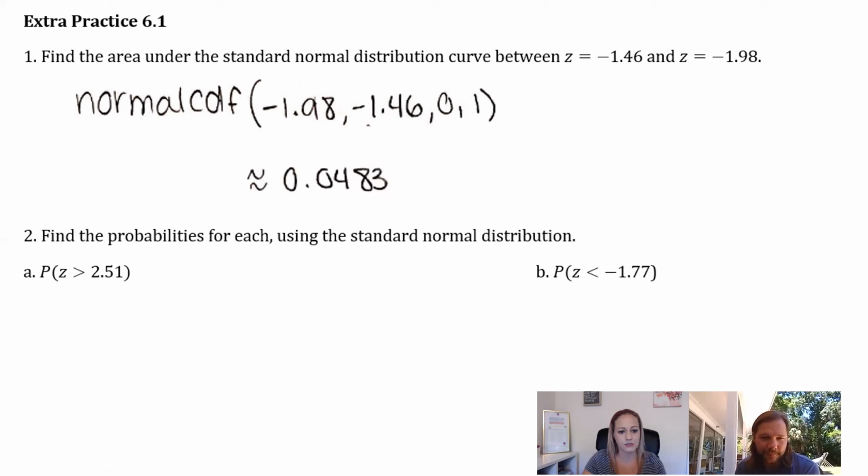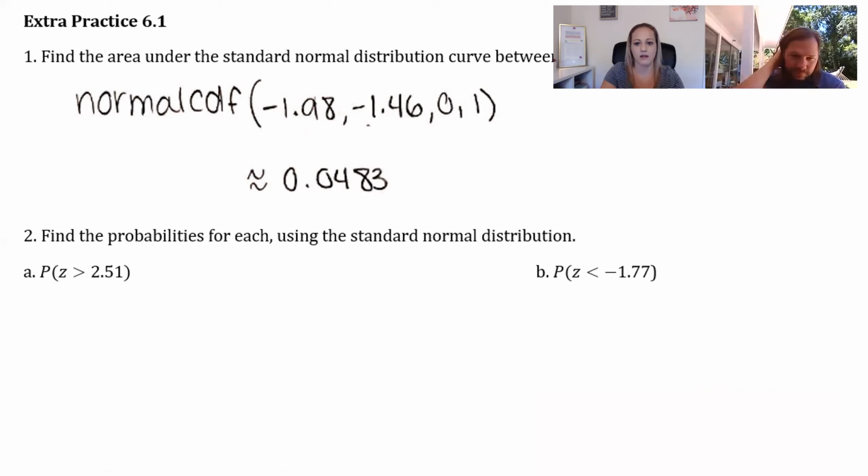And then number 2, we want to find the probability that z is greater than 2.51. So for greater than 2.51, you could draw it out. You could draw a curve, put 2.51 on it. And for greater than, you would want to shade to the right. So you would start at 2.51 and shade up to positive infinity. If it helps you to draw it out, go for it. If not, you might be able to just reason out that a greater than sign means you're going towards positive infinity.